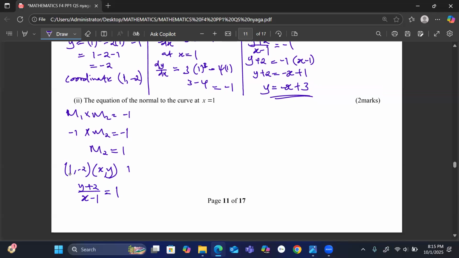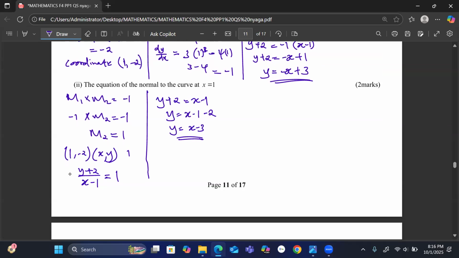Cross multiply. You say y plus 2 is equal to x minus 1. So y will be equal to x minus 1 minus 2, so that you get y equal to x minus 3. And that is how we find the equation of the normal to the curve at x equals 1.